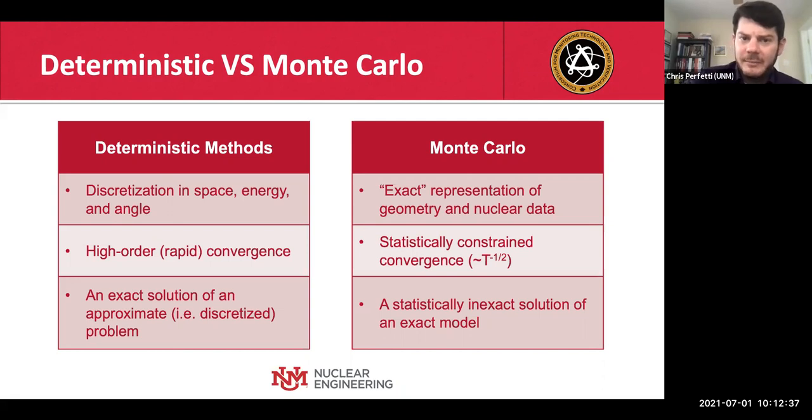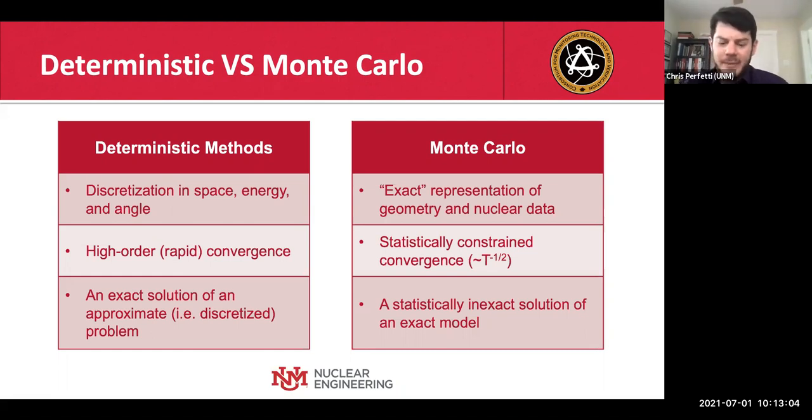So deterministic methods give you an exact solution to an approximate version of the problem. It's approximate because the problem has been discretized. Monte Carlo methods are kind of the opposite. You can use the exact representation of the geometry, of the nuclear data, of the angular distributions, right? Particles can have any energy. It's not just several discrete energy values. It's a continuous distribution of energies.